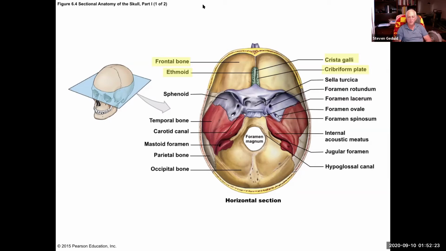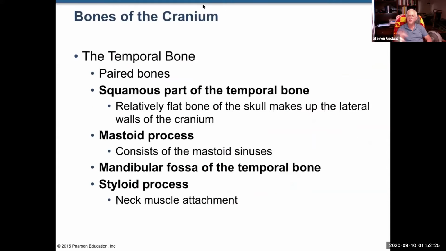Okay, temporal bones. There's two temporal bones, a right and a left. They're paired. You have a squamous part of the temporal bone. Squamous just means what? Just like our tissue, squished, flat, right? Perfect. Flat, squished bone. It's a relatively flat bone of the skull. It makes up the lateral walls of the cranium.